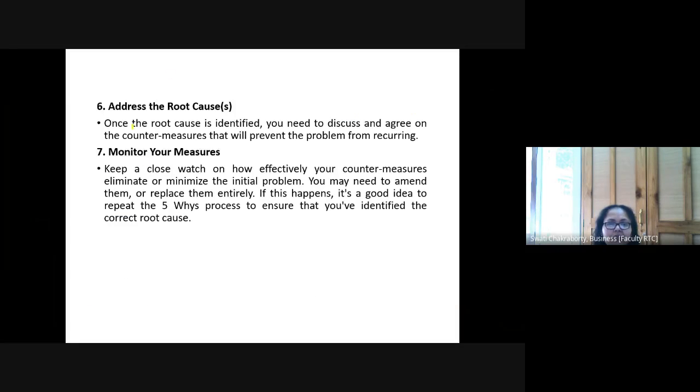Okay. After that, what comes up is to address the root cause or causes. Once the root cause gets identified, you need to discuss and agree on the countermeasures you can take, which would help in preventing the problem from recurring. Once that is there, you have to monitor your measures to see how effectively the countermeasures you've undertaken will eliminate or minimize the initial problem. If needed, you may have to amend the measures or replace them entirely.